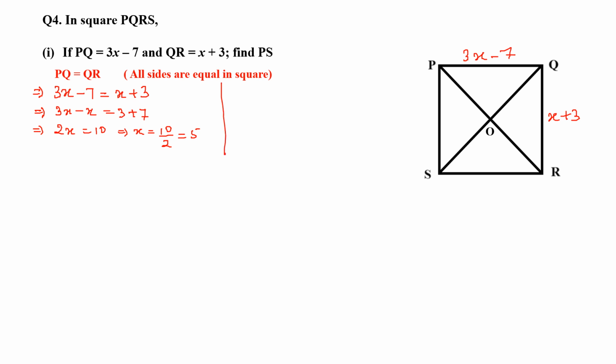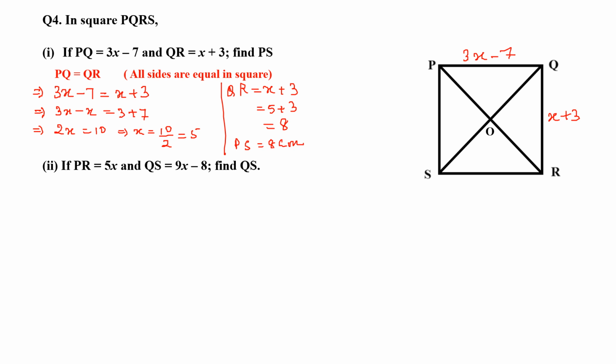Now once I get the value of x, I can find the value of QR, which is x plus 3. So 5 plus 3 will give me 8. And if QR is 8, PS will also be 8 centimeter, because in a square, all the four sides are equal.